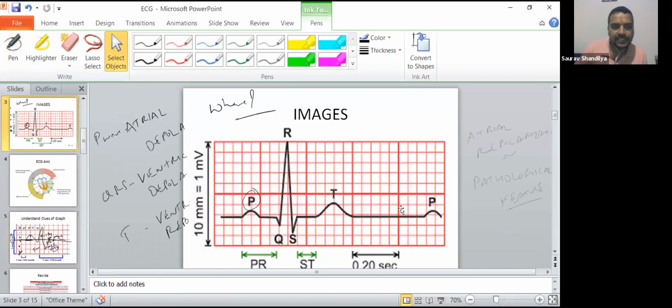You can see here what we call the isoelectric line. This is the isoelectric line, because it is the midline, the baseline, from where the graph goes positive and negative. How the positive and negative happen is a different discussion.